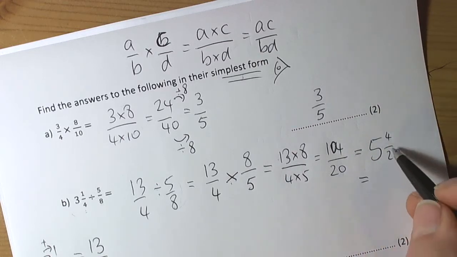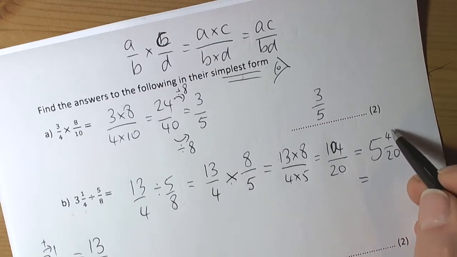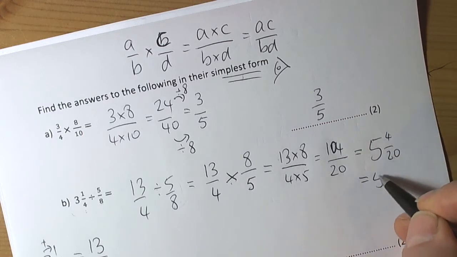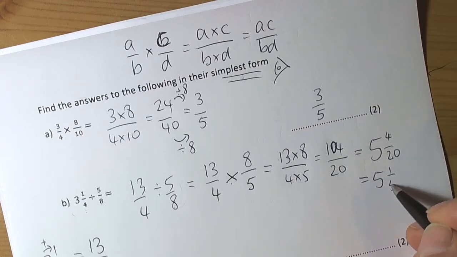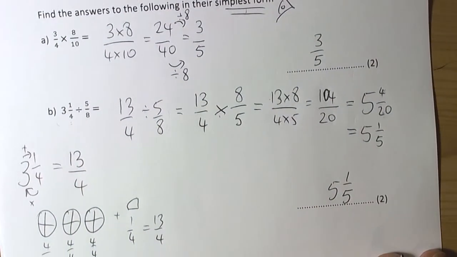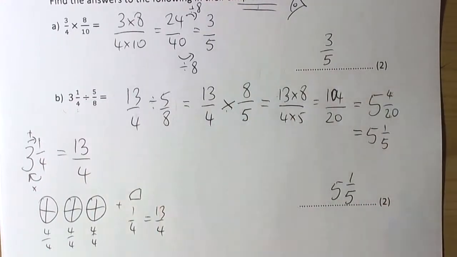But again, it's about simplest form. Look to always see whether the fraction part will actually cancel down. We will see that both of these are in the 4 times table. So we can divide both of these by 4. So 4 divided by 4 is 1, and 20 divided by 4 is 5. So our final answer here will be 5 and 1/5. So a quick summary of how to multiply and divide by fractions.